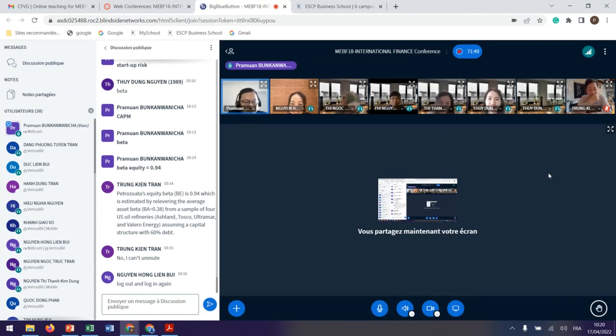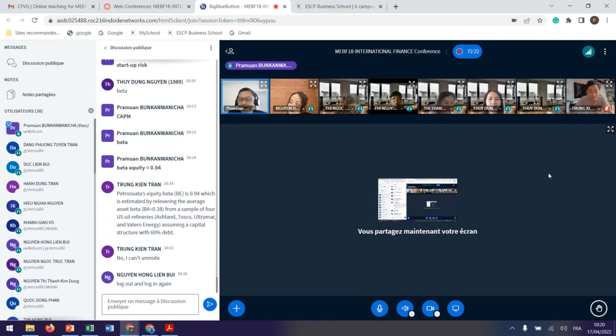Okay, Petrosuata's equity beta is 0.94, which is estimated by relevering the average asset beta from a sample of U.S. oil refineries, Ashland, Tosco, Utama, and Valero Energy, assuming a capital structure with 60% debt.